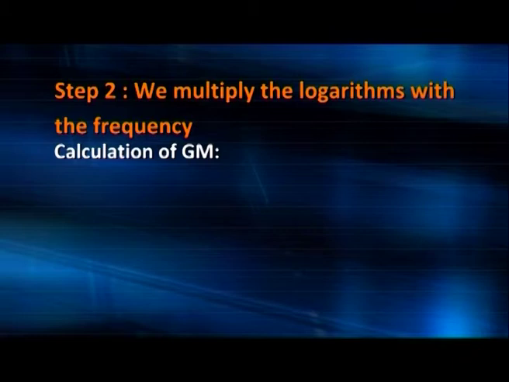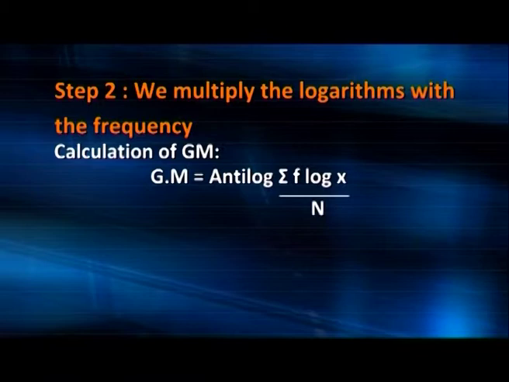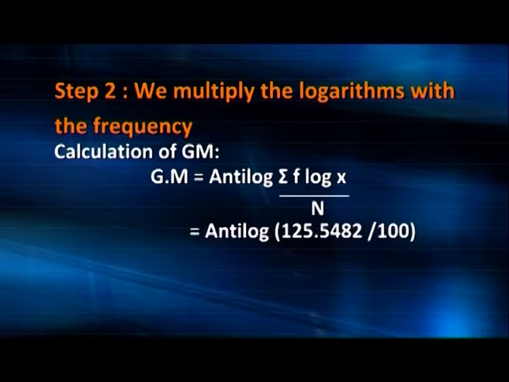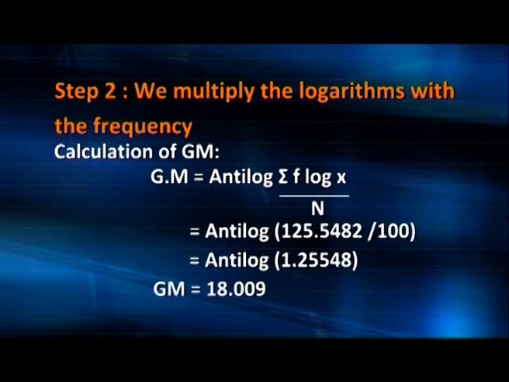Calculation of GM by applying the formula, we get that the geometric mean is equal to the antilog of the sigma or the total of the product of the frequency with the logarithm value of the x variable divided by n, which is equal to the antilog of 125.5482 divided by 100, which is equal to antilog 1.25548, which gives the geometric mean equal to 18.009.